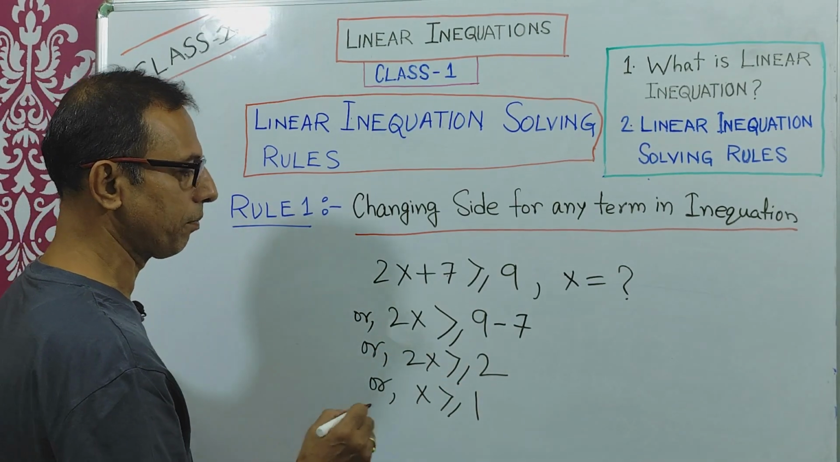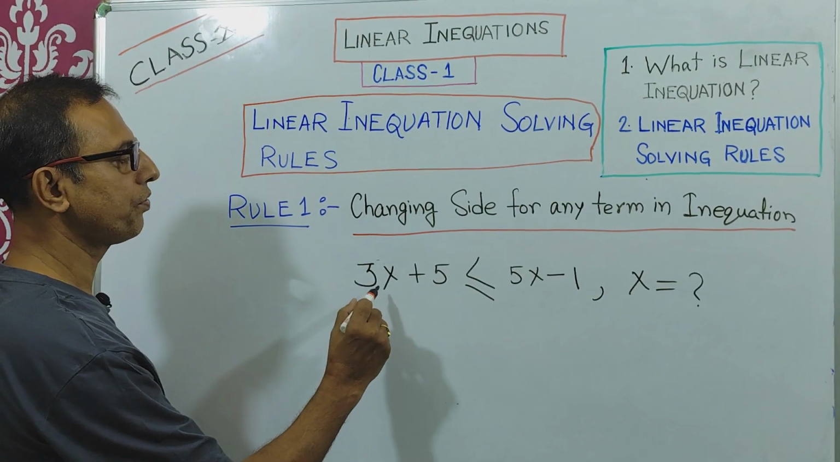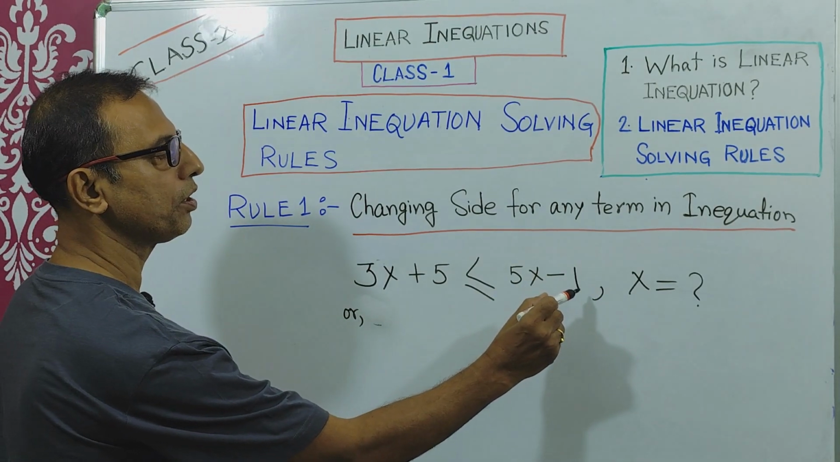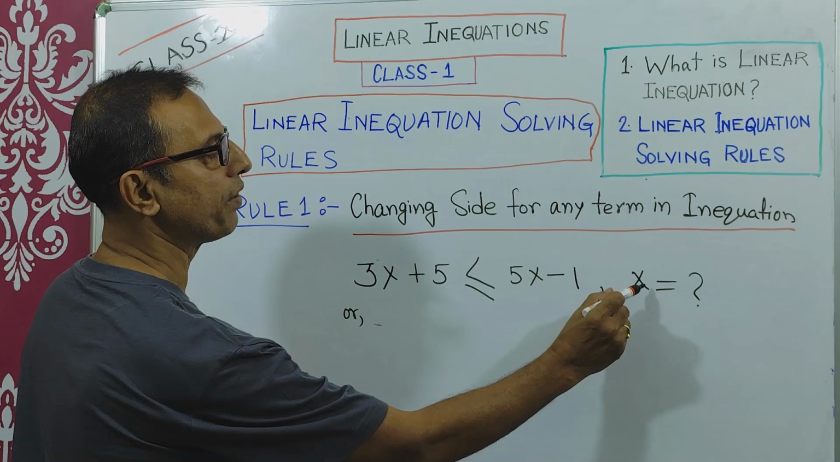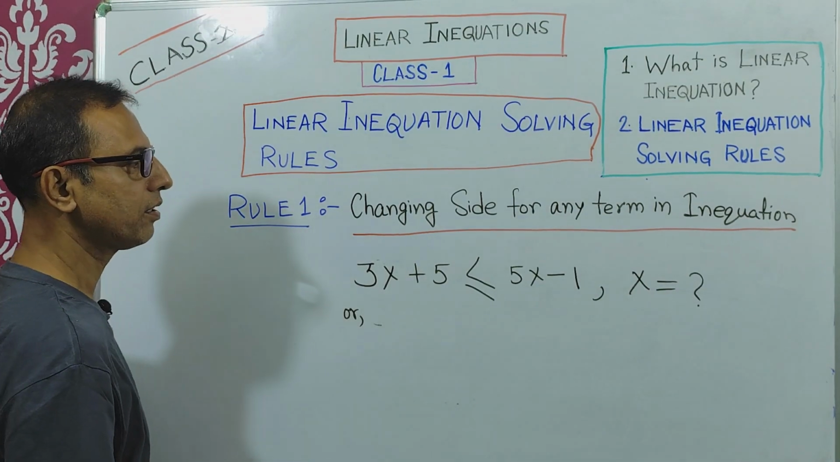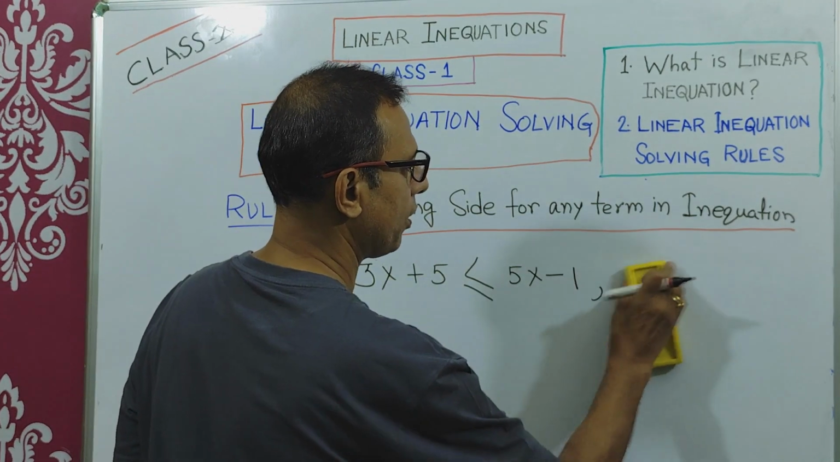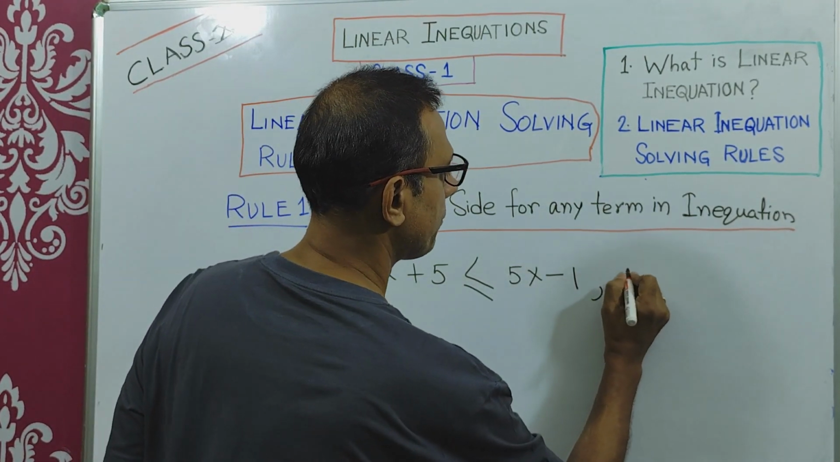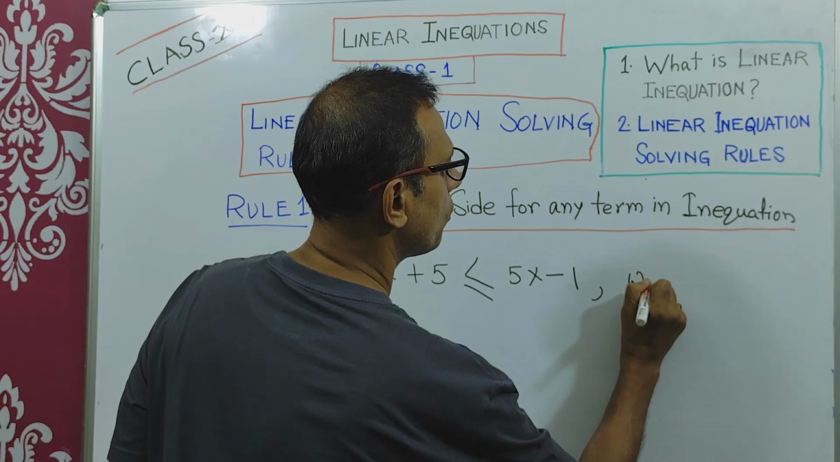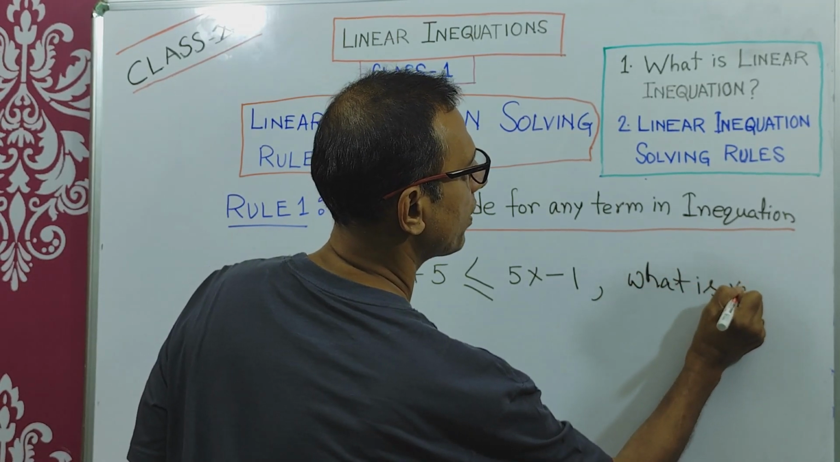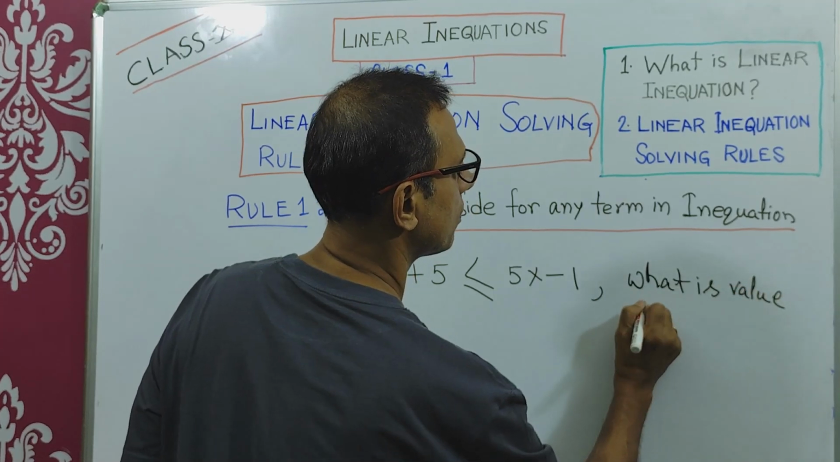I am giving another example. Let's say another inequation is given, 3x plus 5 less than or equal to 5x minus 1, and you need to find out the value of x. You should not say x equals, because this is an inequality. So what is the value of x?